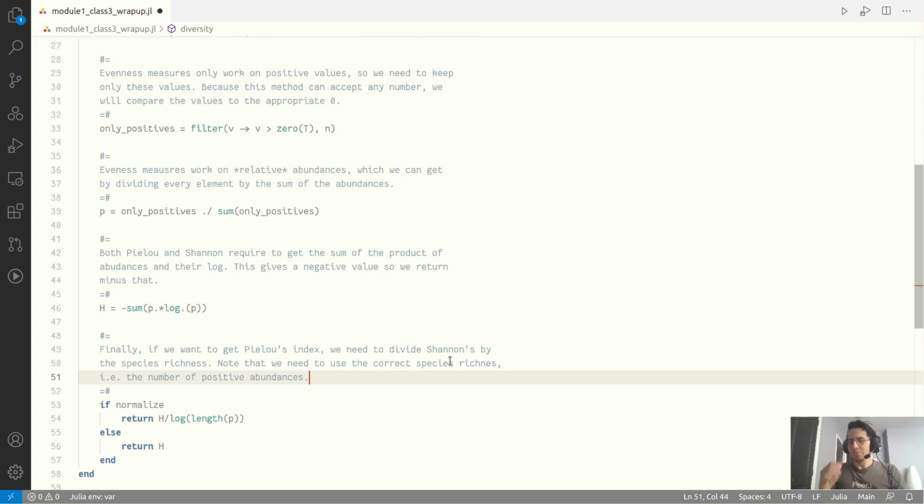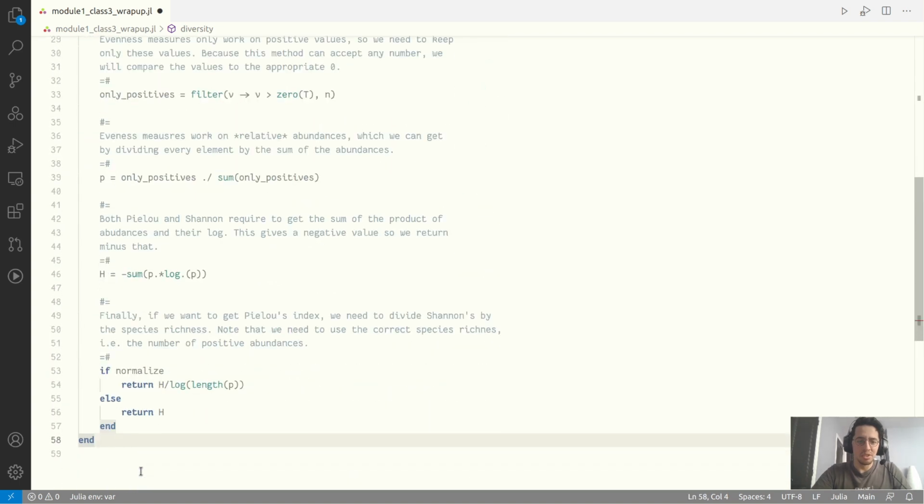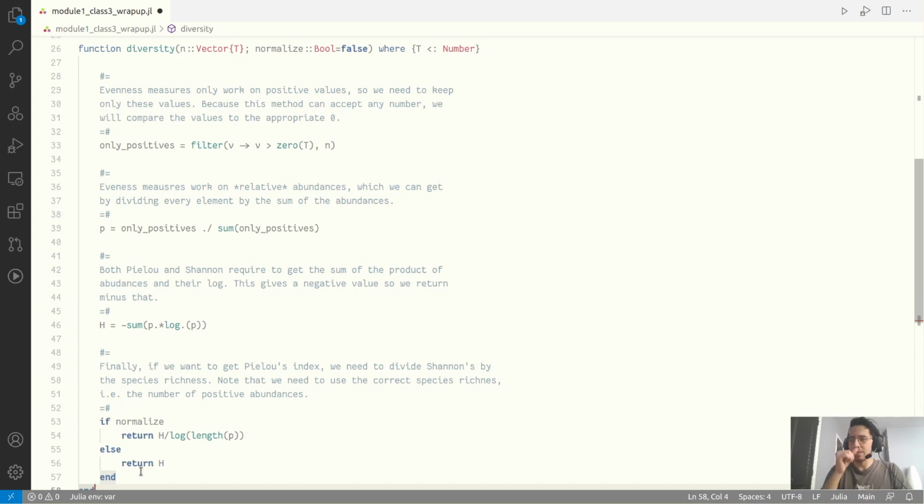My point was that we had a function, a method called diversity, that was 5 lines. And then we turned it into something that goes from line 26 to line 58. So it is now 32 lines long. And most of these lines do nothing.